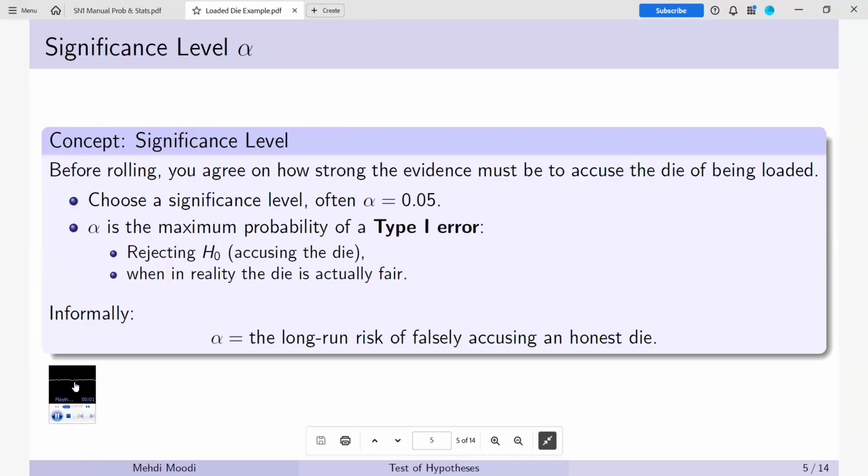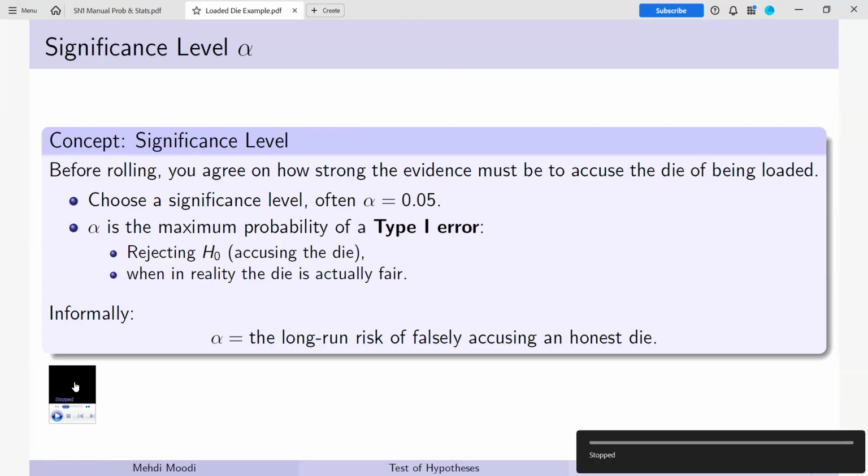Alpha is your tolerance for false alarms. If alpha is 5%, you are saying, I accept that in the long run, 5% of fair dice will be wrongly accused by this procedure. In your quest for the truth, you must accept some risk of type 1 error, but you can put a cap on it. That's your significance level.